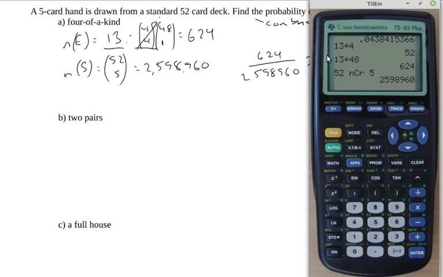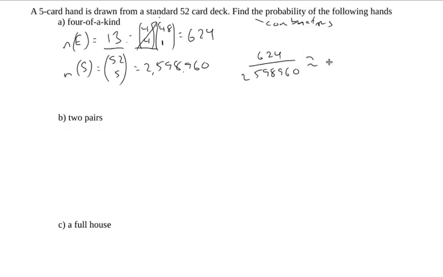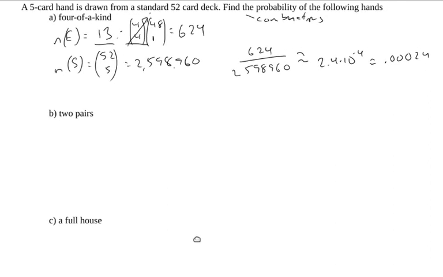Let's figure out approximately what this is, because I'm curious. It's about 2.4 times 10 to the negative 4th, or 0.00024. So you're pretty unlikely to draw a 4 of a kind if you're just drawing 5 cards. Now, keep in mind with poker, there's additional rules. You can do things to try to increase your probability of getting a 4 of a kind, but even in poker, a 4 of a kind is rather rare.